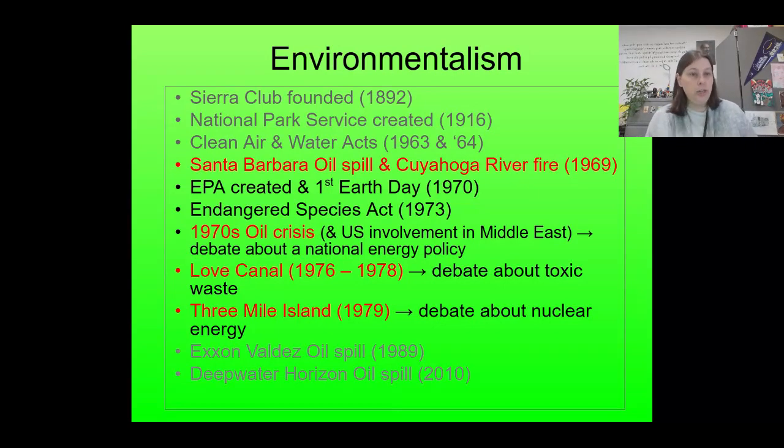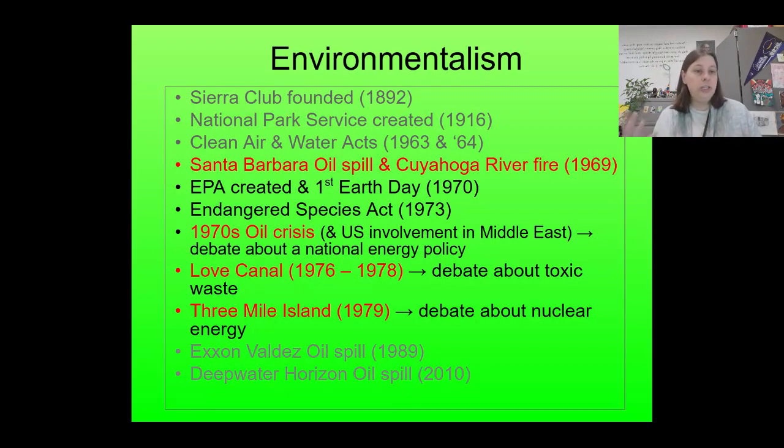So in 1969, there's two big disasters. There is a major oil spill off the coast of Santa Barbara, California, that causes a lot of environmental damage. And then the Cuyahoga River in Ohio catches on fire. A river catching on fire is a fairly dramatic image. And so those two things are really going to pressure the federal government to create the EPA, or the Environmental Protection Agency, which they do in 1970. And we see that same pattern continuing throughout the 70s and then into the 80s.